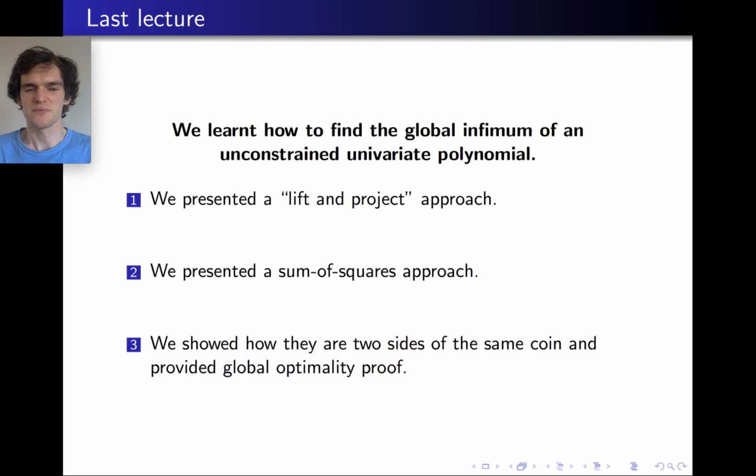As a recap, in the last lecture we learned how to find the global infimum of an unconstrained univariate polynomial. We presented a lift and project approach, then we presented a sum of squares approach, and then we showed how they are two sides of the same coin and provided a global optimality proof.